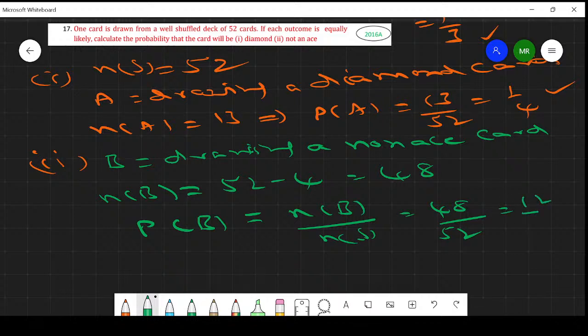Correct. By 13. Is it right? 12 by 13 is your answer, right?